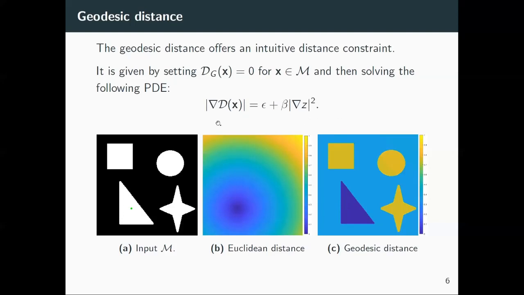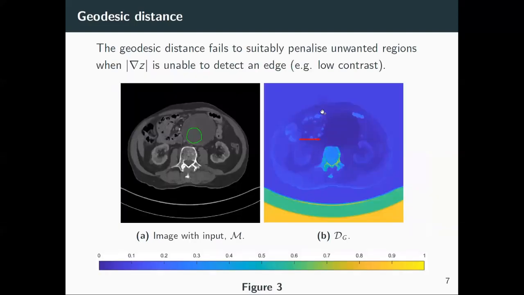We find the geodesic distance by solving this eikonal equation, and these edges are doing all the work. If an edge is detected, the distance goes up. So to get from here to here, you have to travel over this edge, so the constraint is 0.5-ish. To get from here to here, you have to travel over two edges, so the constraint is large. Using this as a constraint makes your segmentation really robust to both user input and parameter selection. However, this is only the case if an edge is able to be detected by the gradient.